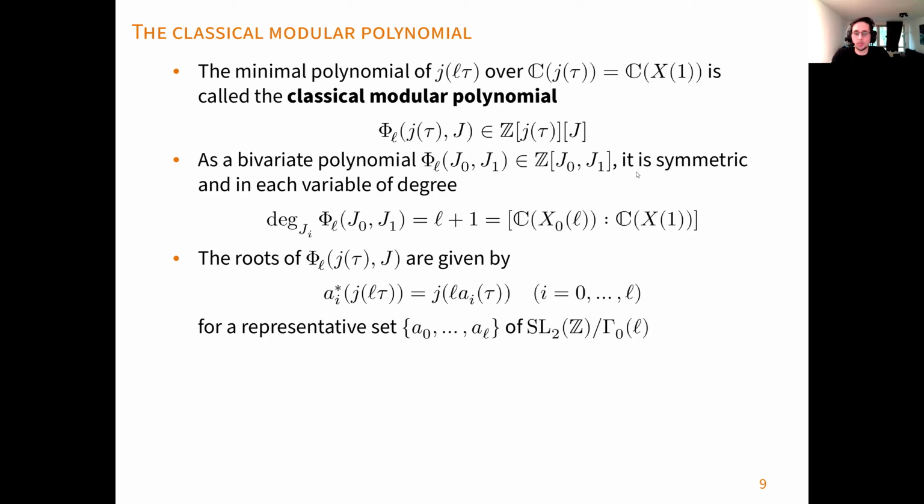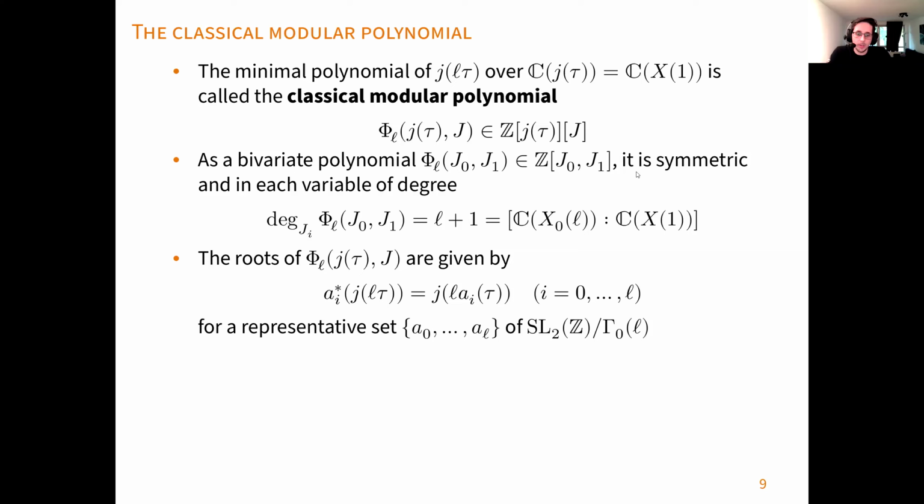But if we take a representative set of the left cosets of SL2Z over gamma 0L, these are L+1 of course, and we apply the action of them on j L tau, so precomposing by AI, then these will actually also be zeros. And because there are L+1 of them and the resulting polynomial given by these factors will actually be the right polynomial, we see that these are all the roots of our classical modular polynomial.